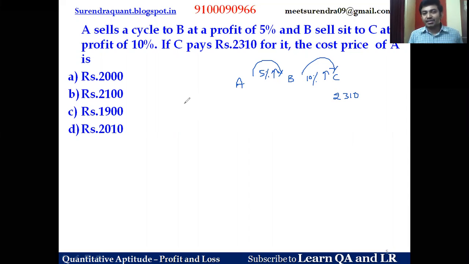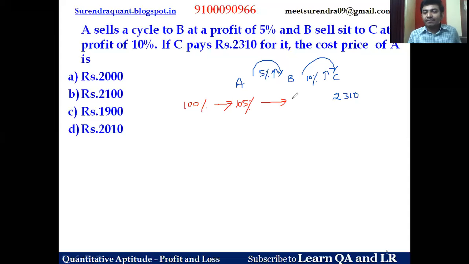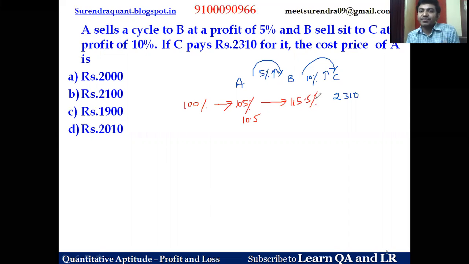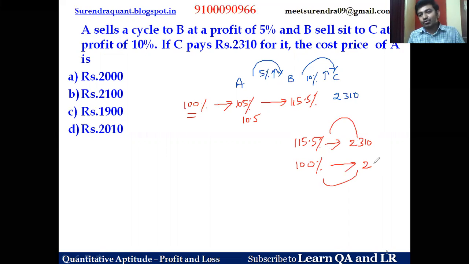So if I take the general method, the 100% method, 5% profit, 105%. Now on 105, 10% profit. 10% is 10.5. If 10.5 is added to this, it becomes 115.5%, right? So this is the percentage money paid by C, numerically 2310. So if 115.5 percent is 2310, what is the money paid by A? 100% is what? So this is 20 times 100, 2000.